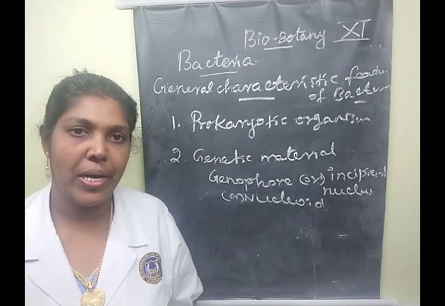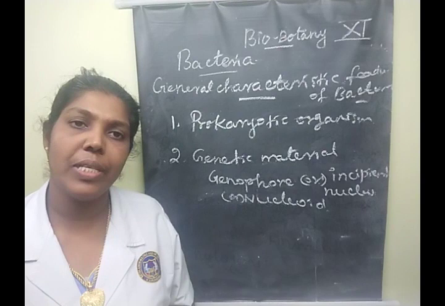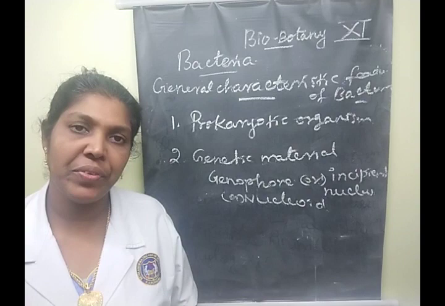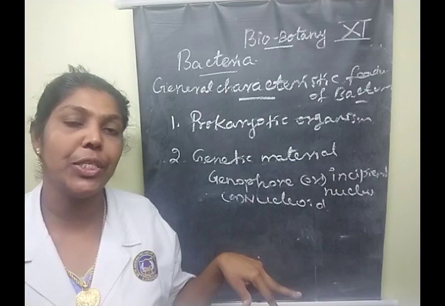Clear children? The next characteristic feature: vegetative reproduction takes place by binary fission and endospore formation. Clear? Binary fission means the dividing of one cell into two cells. Then endospore formation. These two types take place in vegetative reproduction.